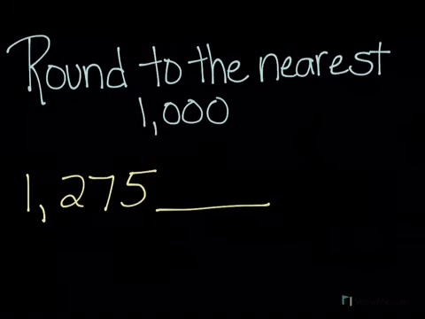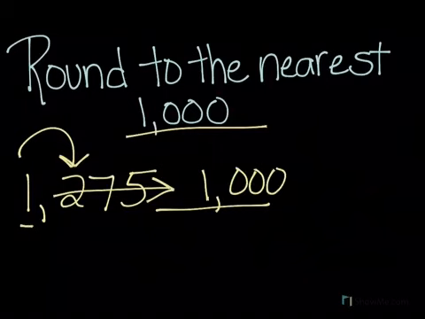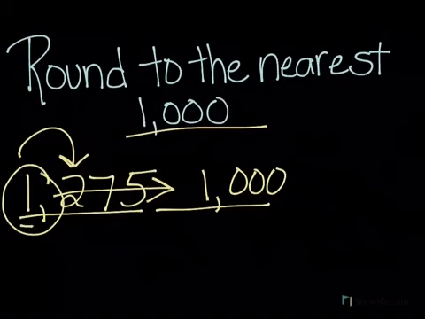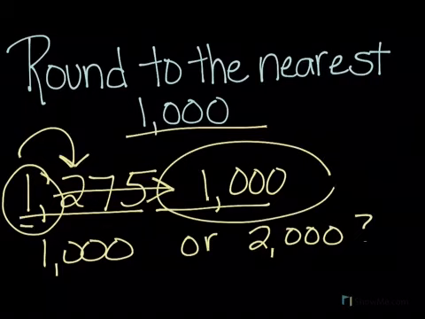Let's see if we can do this with the thousands. The number 1,275. Again, I'm going to underline the thousands place, draw my arrow to the right. The 2 is less than 5, so these become zeros. When rounding to the thousand, I'm basically saying, is this number closer to 1,000 or 2,000? It's closer to 1,000.